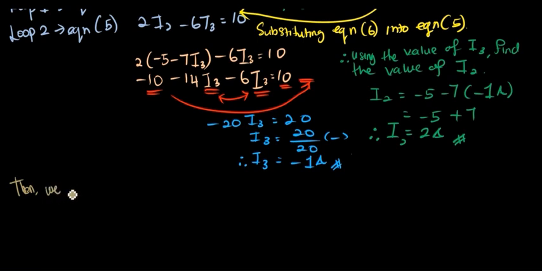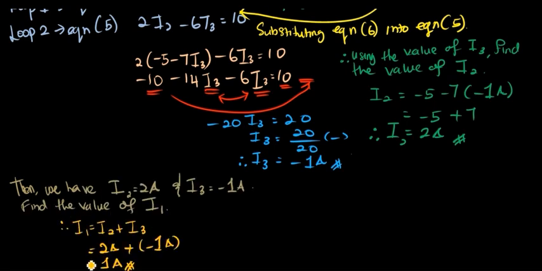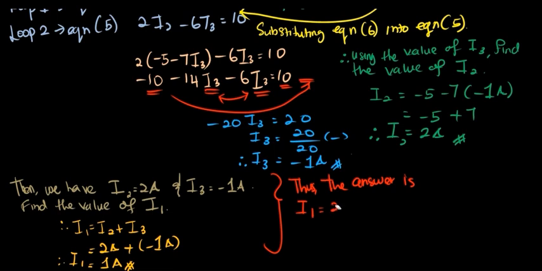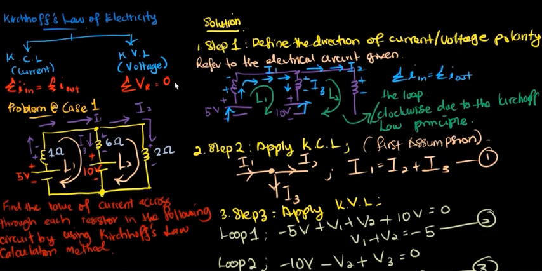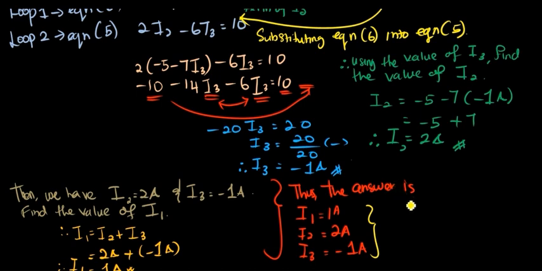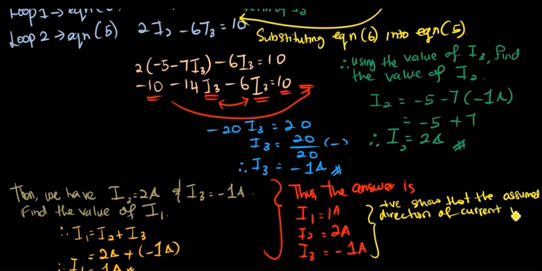And by using the values of I2 and I3, we get the value of I1 by using equation 1. So the sign of the current values obtained matters: positive shows that the direction we assumed earlier is the same as the actual one, and the negative sign shows that the assumed direction is opposite to the actual one. So that's all. Thank you.